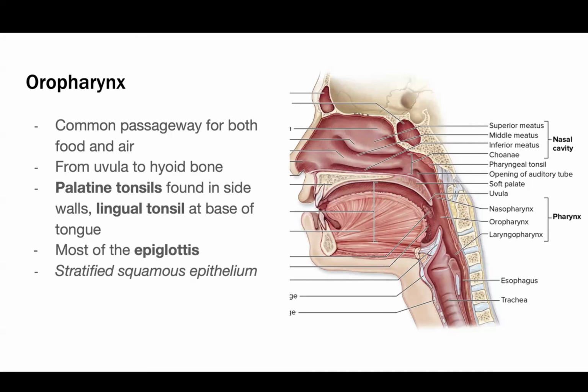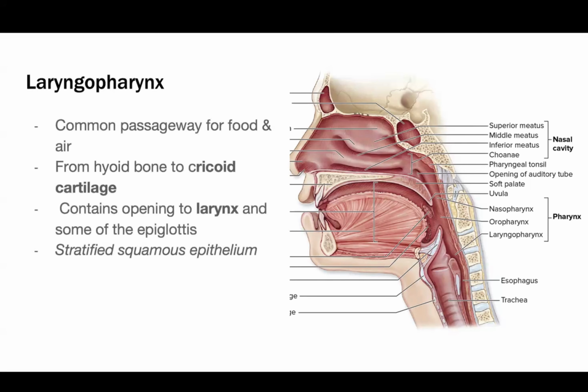Most of the epiglottis is also found in the oropharynx. The epiglottis is a little flap that covers the larynx when you're swallowing food and water. The little flappy thing. Your laryngopharynx is next, and it runs from the hyoid bone to the cricoid cartilage. Now, your oropharynx and your laryngopharynx are lined with stratified squamous epithelium since they carry both food and air. This is where paths diverge.